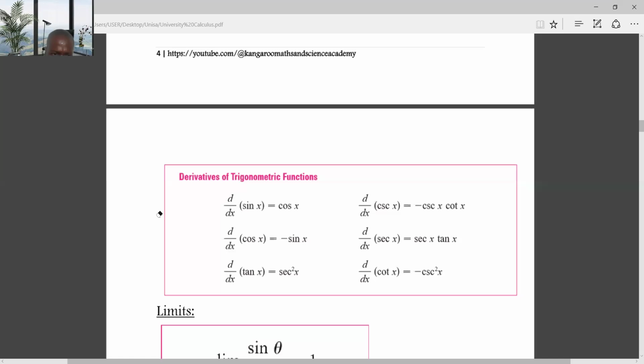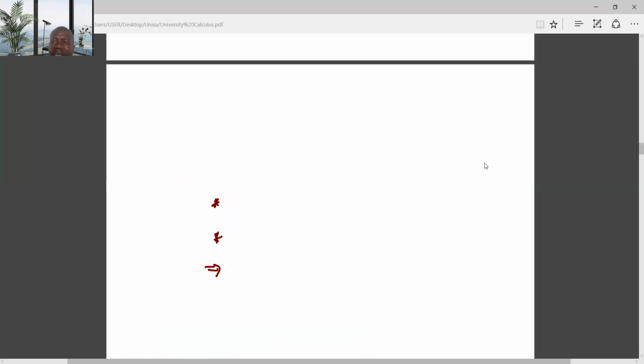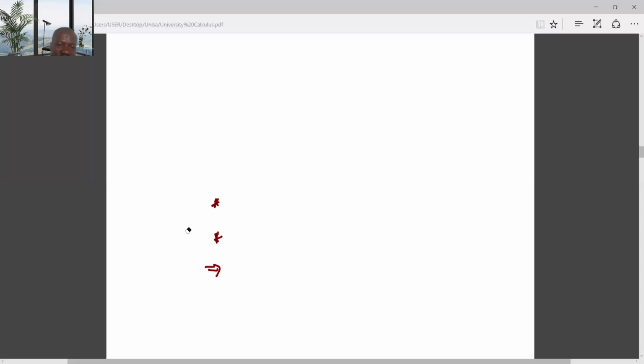And how about if you want to prove the derivative of tan? According to this, it says the derivative of tan is sec squared. But to prove the derivative of tan, we can no longer use first principle. We are not going to use first principle. We'll use the quotient rule. Remember, we went through the quotient rule in the previous video. Let me remind you about the quotient rule, ladies and gentlemen.